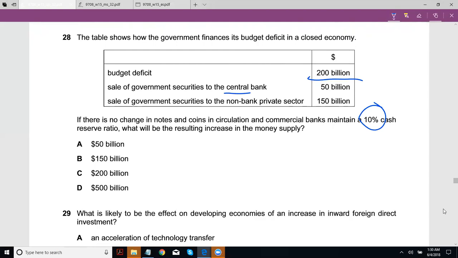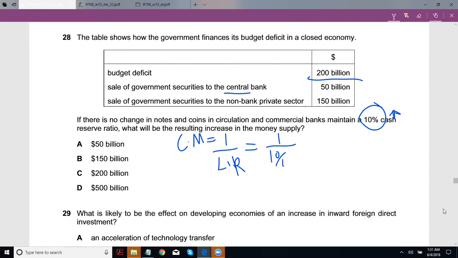I think you first need to calculate your credit multiplier. Your credit multiplier is one upon your liquidity ratio, which is basically how much of a deposit you would keep in cash, which is your cash reserve ratio. So 1 upon 10% would be 10 upon 100, which is 0.1, which means this would be 10.